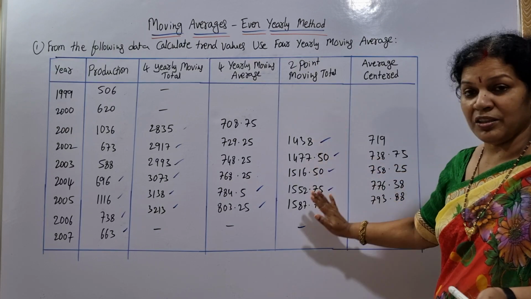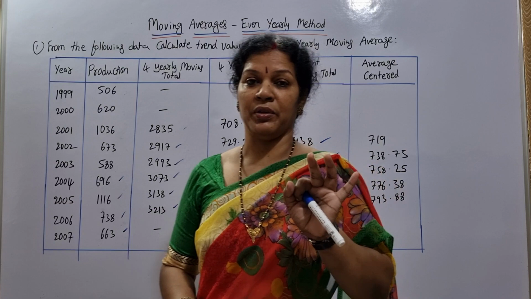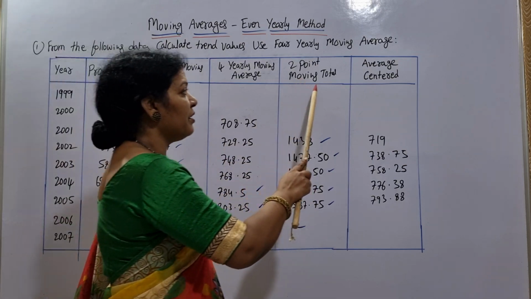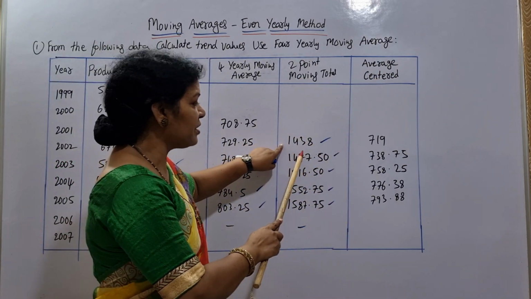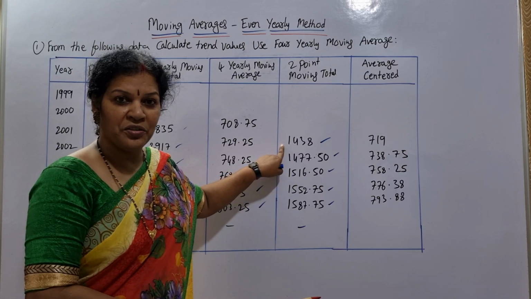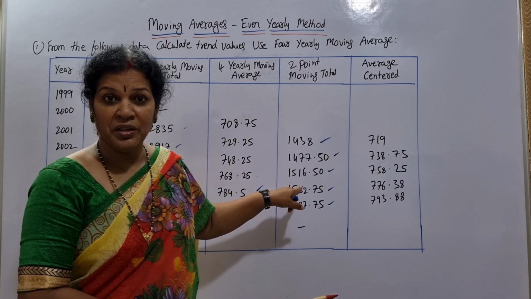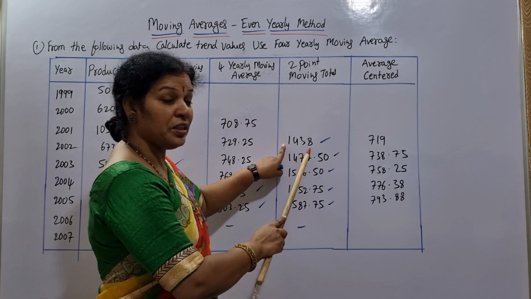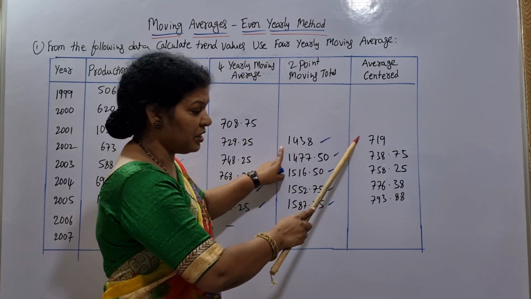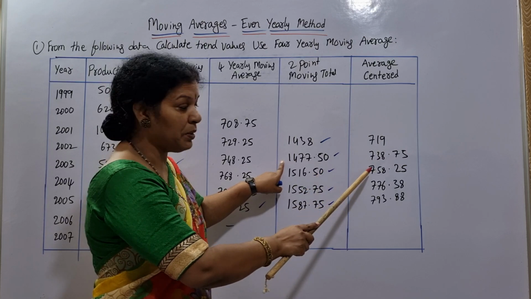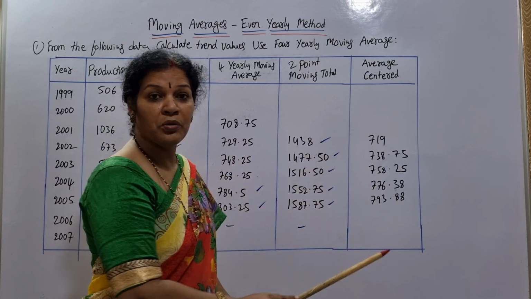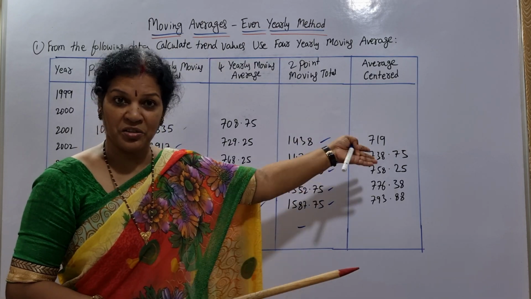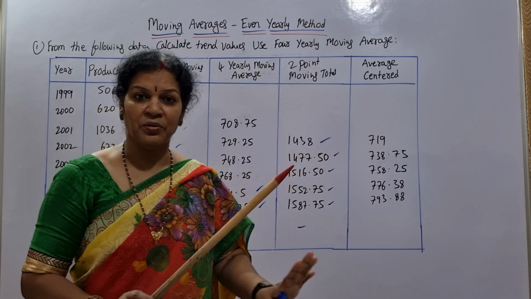Okay, now after this we have done the 2-point moving total, two numbers moving total. And next column, average centered, means this average we will take. 2 years total, so when we want to take the average, we have to take the 2-year average only. So average centered, how do you get? 1438 divided by 2, 719. In the same way, 1477.50 divided by 2. Everything is divided by 2 so that you get the average centered. Total is this, average, you got it, that's it. There is no confusion at all.